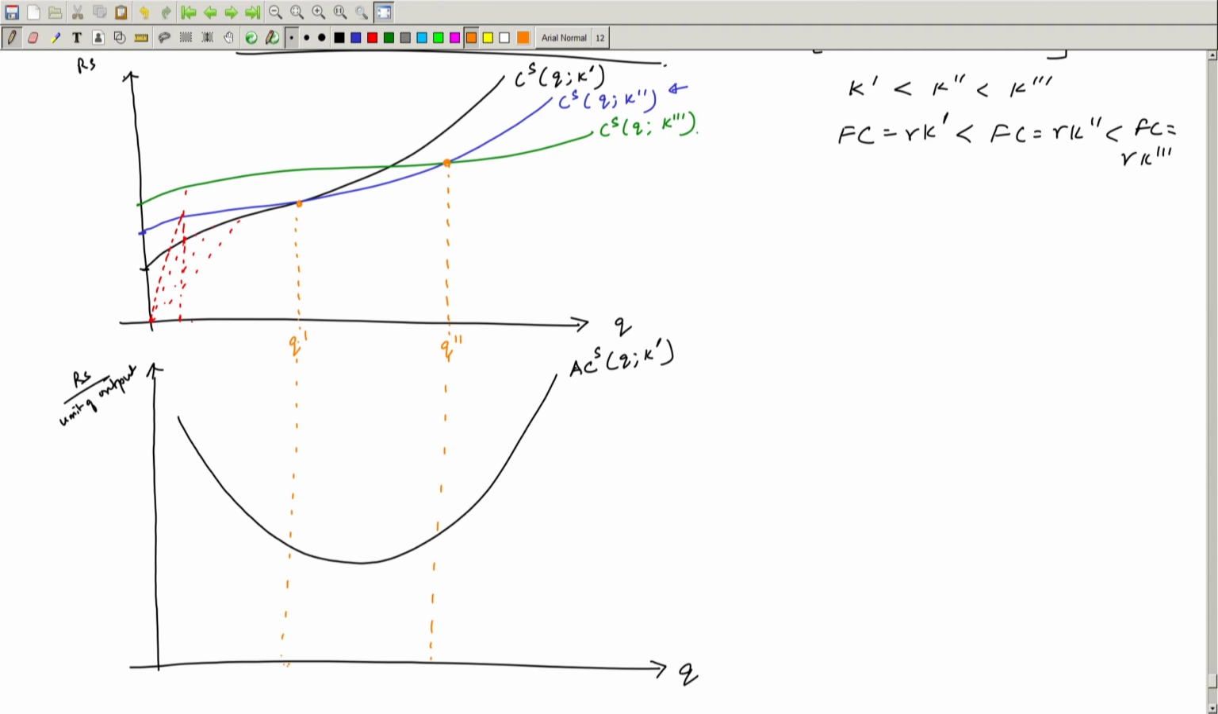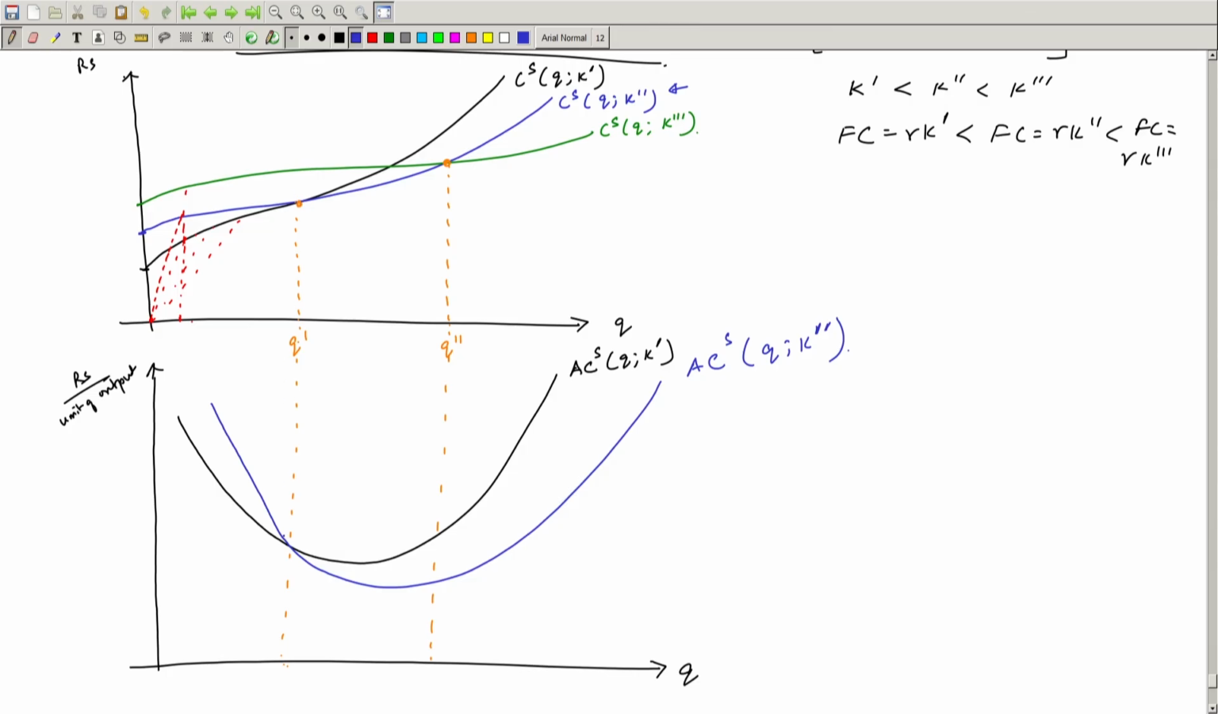If I wanted to find the average cost curve for the blue cost curve, I will find that it is going to start at a much higher level, and the average cost at q equals q prime is going to be the same for both the blue and the black cases. So, I am going to have in blue the average cost curve, which is going to look somewhat like this. So, I am going to have an average cost curve for k double prime amount of capital. So, this is the second average cost curve.